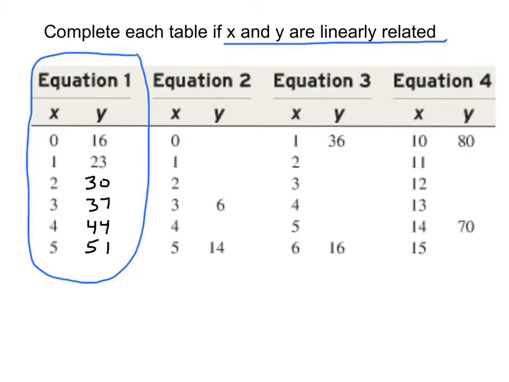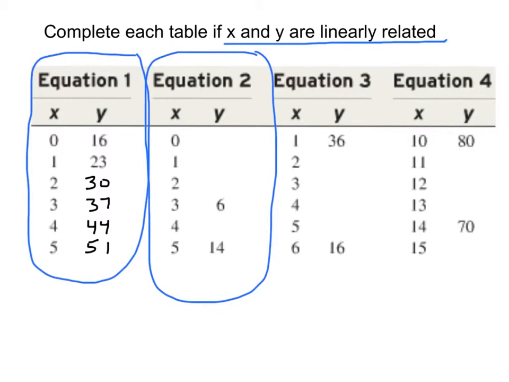Okay, now let's look at equation 2. In this case, again, x goes up by 1 each time, and so y is going to have to follow some consistent pattern. All we know is that when x is 3, y is 6, and when x is 5, y is 14. So when x changed from 3 to 5, meaning it went up by 2, y changed from 6 to 14, meaning it went up by 8.